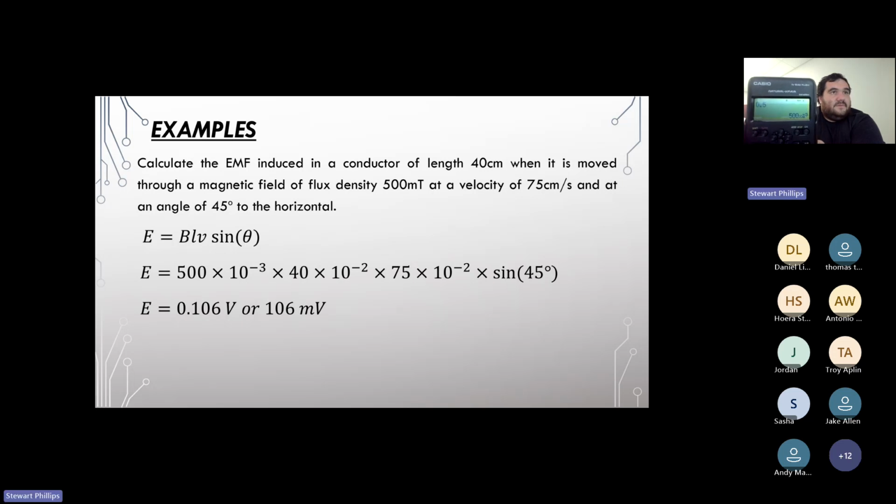So by changing 500, when we do times 10 to the minus 3, we are dividing it by 1,000. So we're changing the milliteslas into teslas by dividing it by 1,000. Does that make sense, Sean?